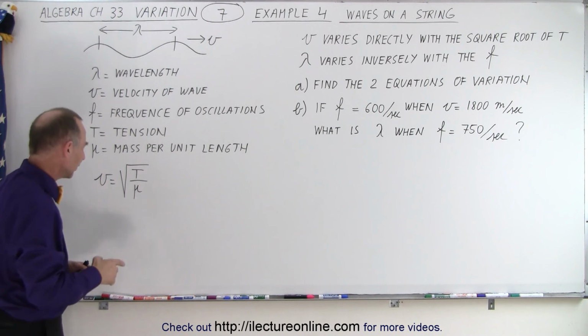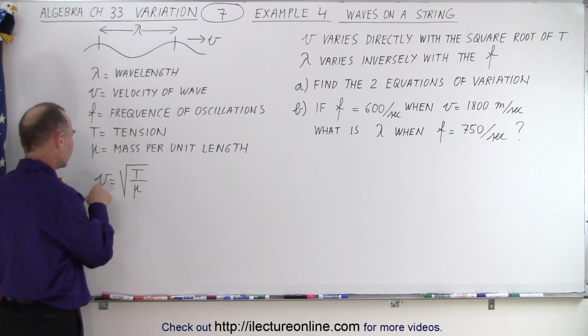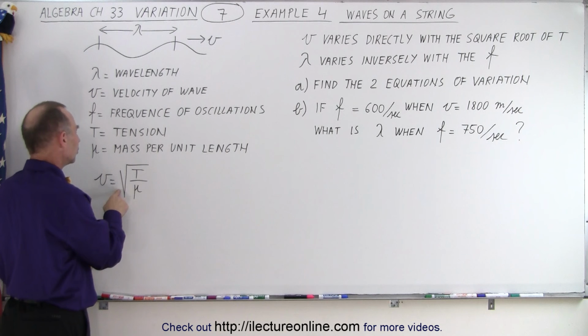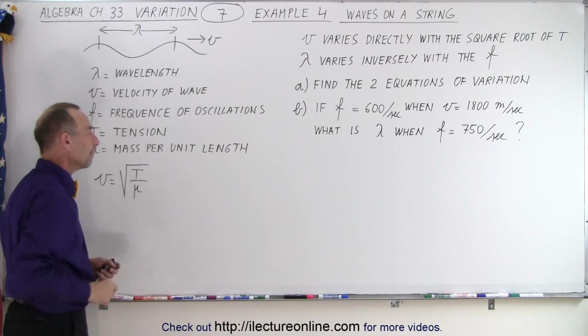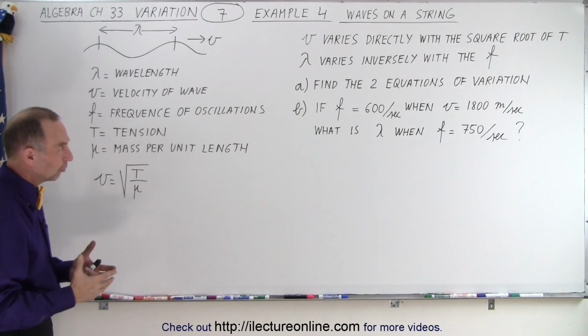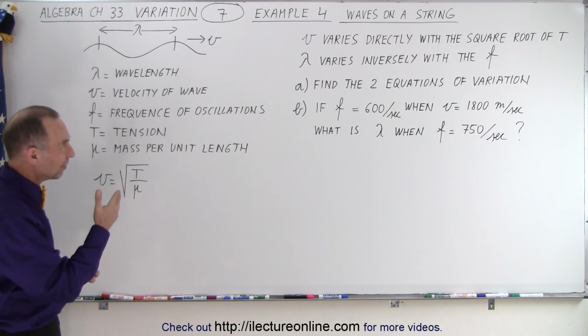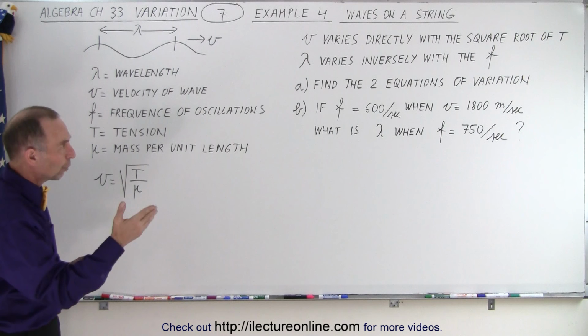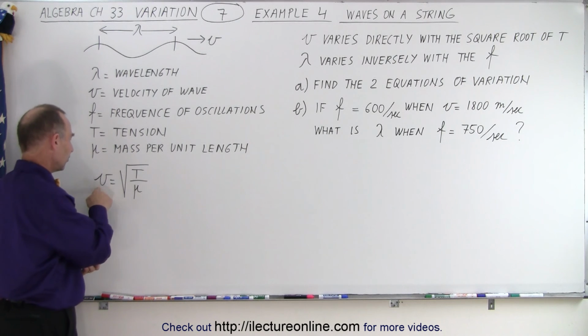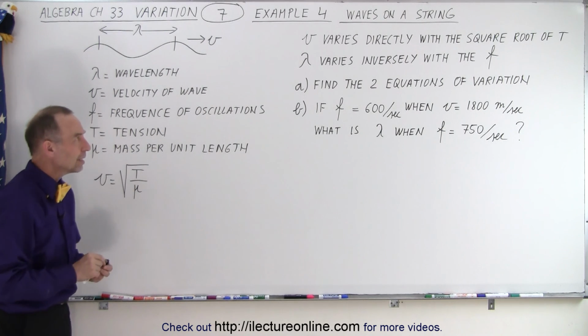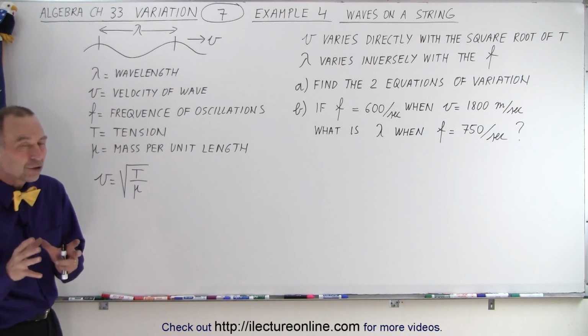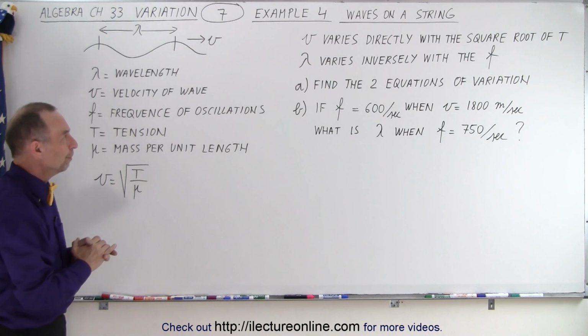And to help us out a little bit, we have an equation that tells us that the speed of a wave is equal to the square root of the tension divided by the mass per unit length. So, what are the questions? Well, they give us the information that v varies directly with the square root of T, and we need to find the equation in a more general form.